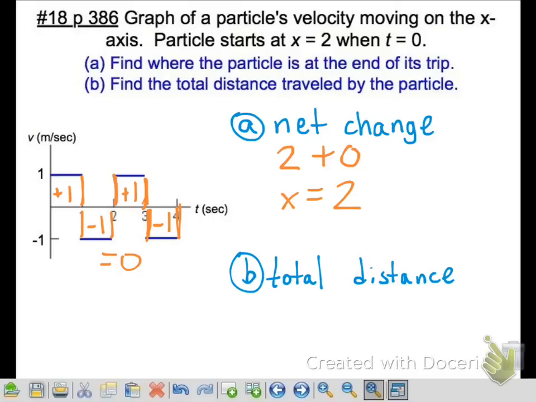The next one is asking about the total distance. With the total distance traveled, we don't care where we started. We also care about how tired we are, so we need to make this into an absolute value sort of thing, where we're going to flip all of these over. Think about it as an absolute value of the function, so our total distance there is 4.